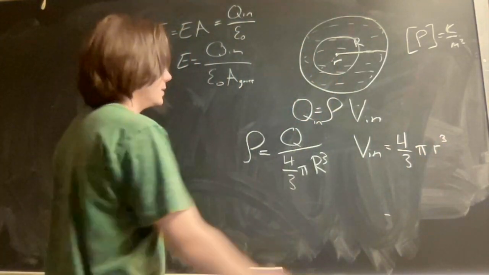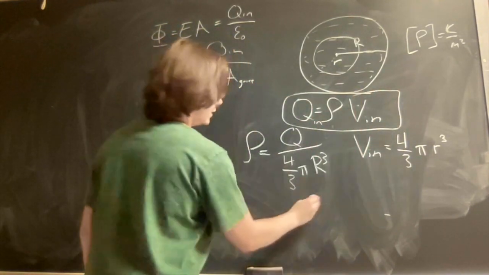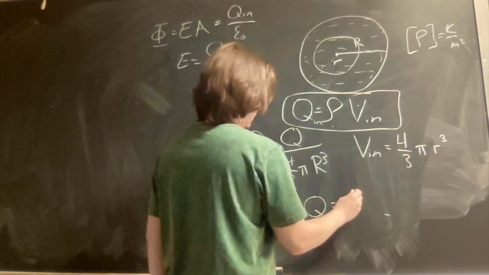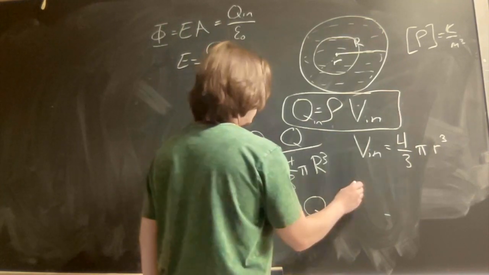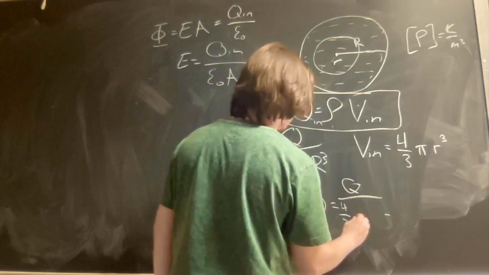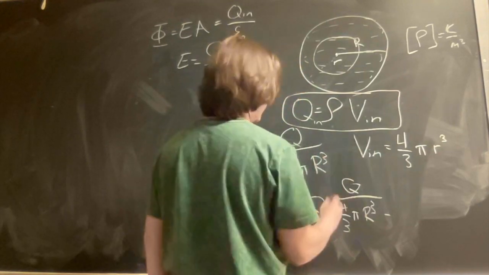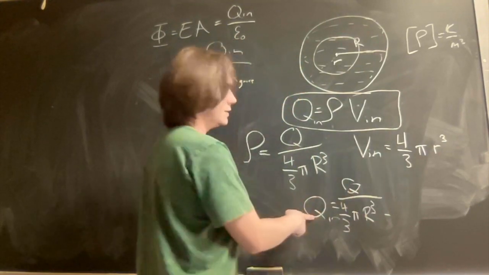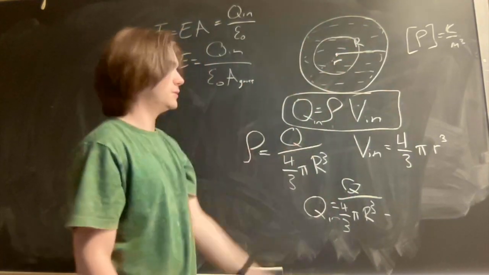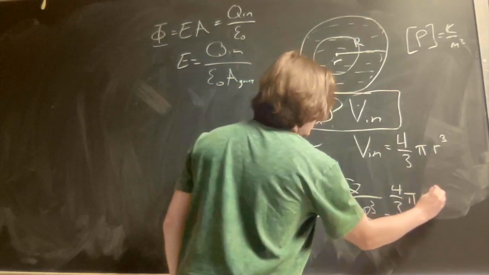Then if we plug those back into this equation right here, we can solve for a usable value of Q, which would be Q over 4/3 pi big R cubed. This is Q inside, not Q. The Q's are different. This is the Q inside the Gaussian surface, and this is the total Q of the entire charge sphere, times 4/3 pi little r cubed.